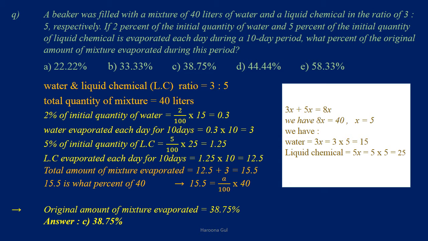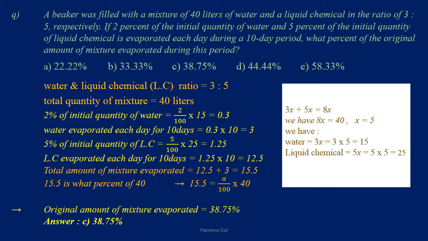This question says that a beaker was filled with a mixture of 40 liters of water and a liquid chemical in the ratio of 3 to 5 respectively. If 2% of the initial quantity of water and 5% of the initial quantity of liquid chemical is evaporated each day during a 10-day period, what percent of the original amount of mixture evaporated during this period? Now for this question, we have to do 2 things. First, we need to apply the portioning into ratios technique, and then we have to find out the percentages of water and liquid chemical evaporated during a 10-day period.